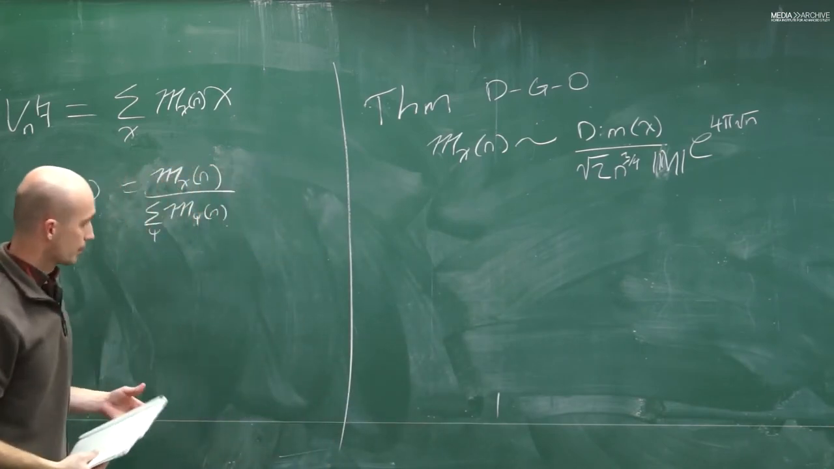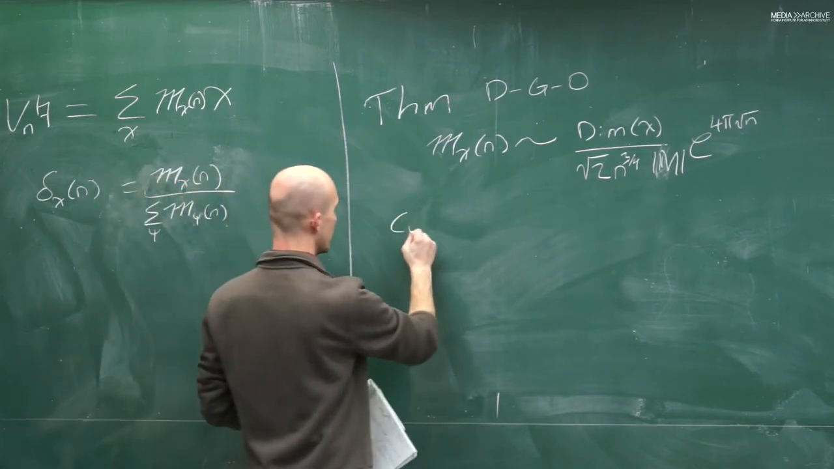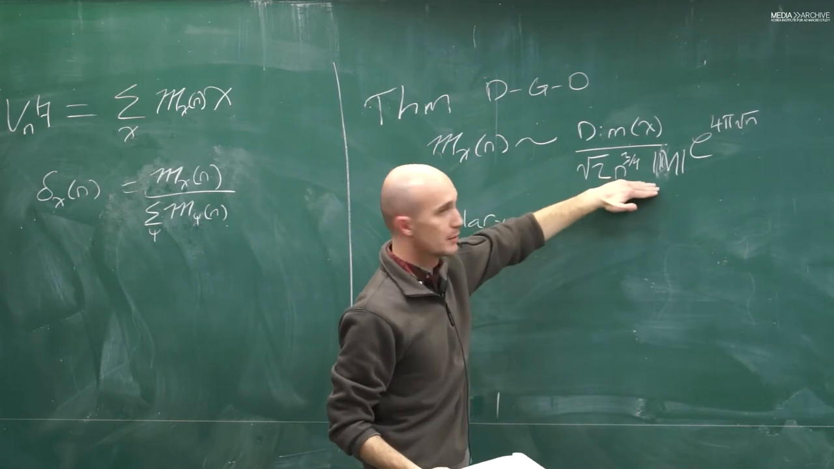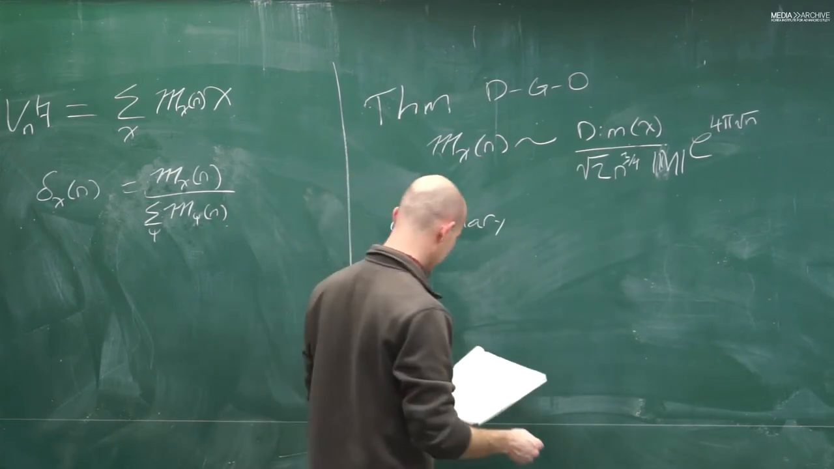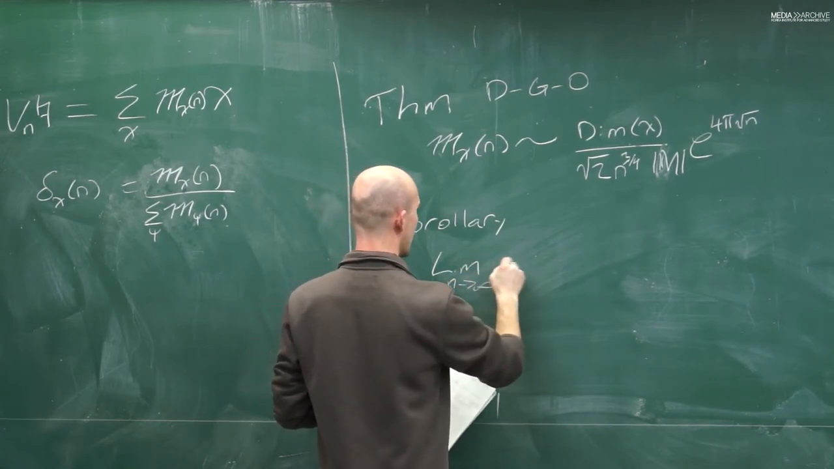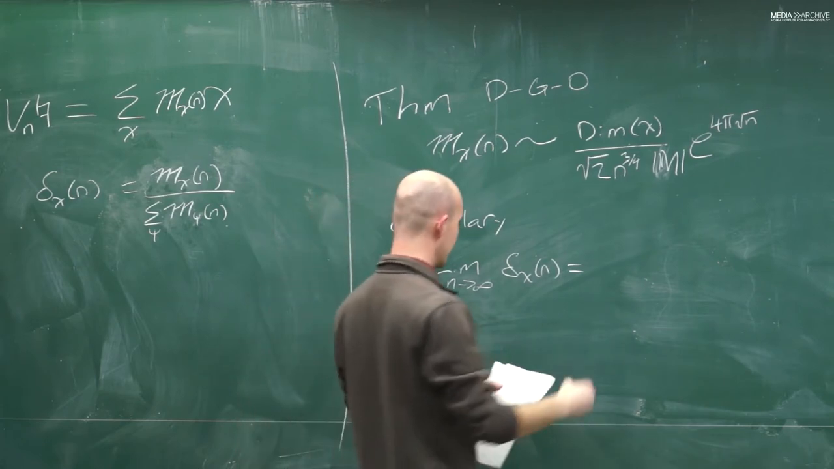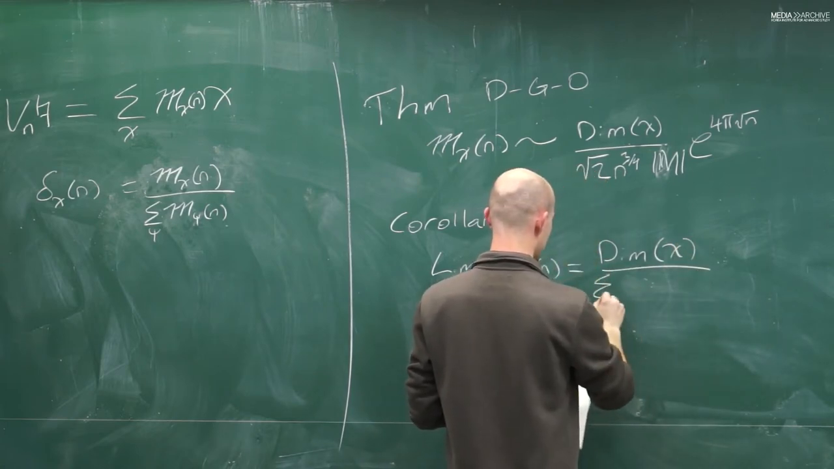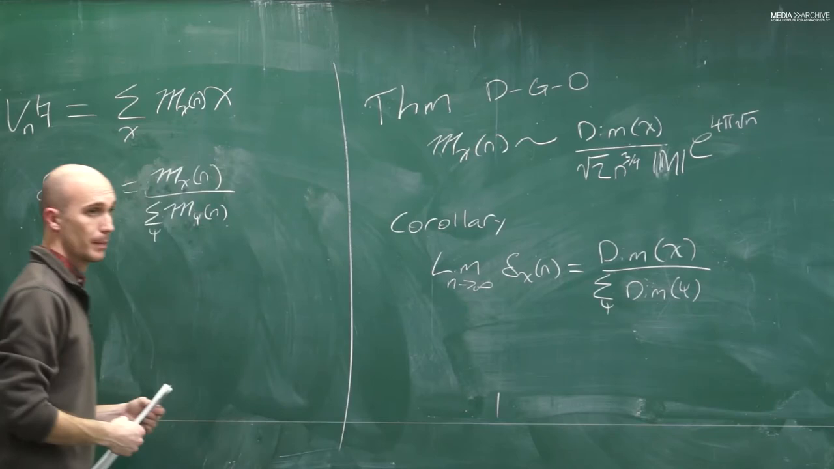Okay, so we found this asymptotic formula for the multiplicities, and then this gives a nice corollary about the distribution. You'll notice that the only part of this asymptotic that depends on the character itself is here in the numerator. Okay, so what we have here is that the limit as n goes to infinity of this delta chi of n is now equal to the dimension of chi divided by the summation of the dimension of the irreducible components.